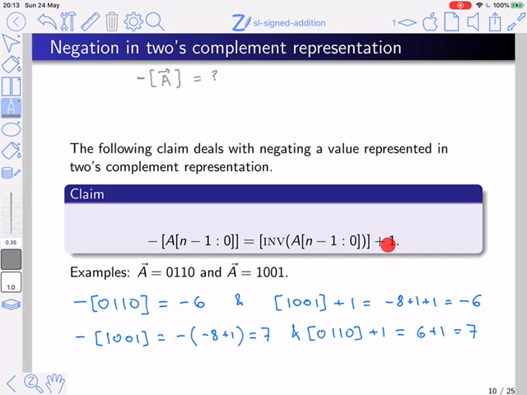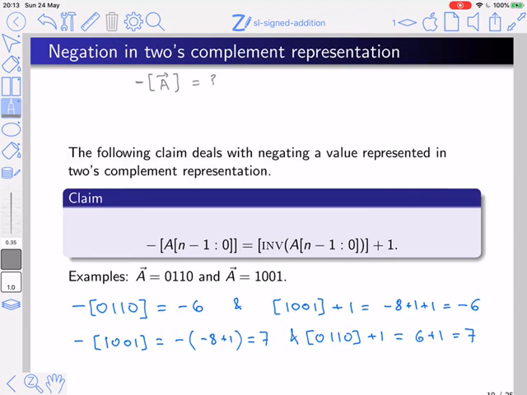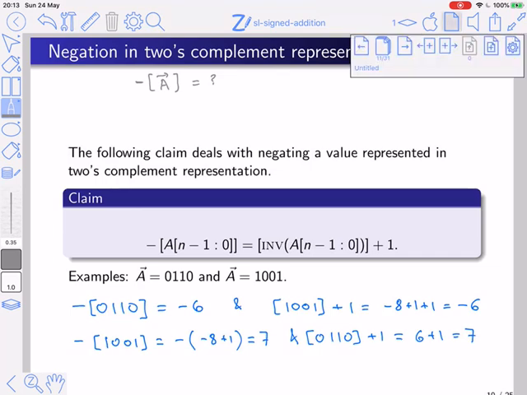To that, the claim tells us we need to add the 1. This is the 1 we have over here. We get 6 plus 1 equals 7. 7 on the right-hand side equals 7 on the left-hand side. And we see that the claim works for these two examples. So let's prove the claim.